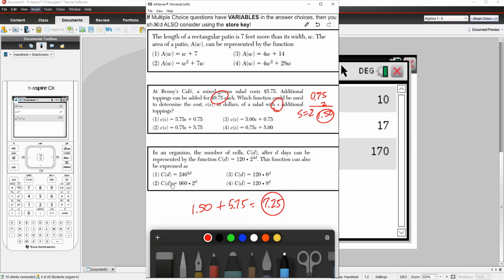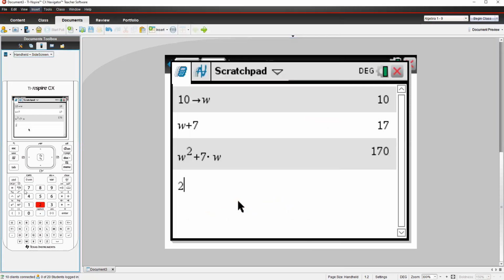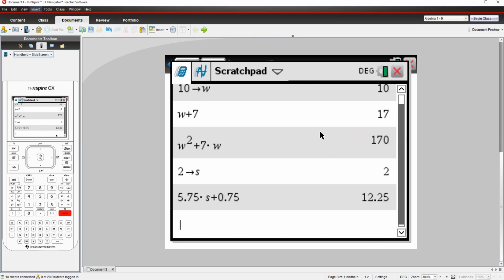Now, the reason we're doing that is that we're going to go to the calculator and store 2, because we had 2 toppings, into the S variable, the topping variable. Then we key in 5.75 S plus 75 cents plus 75 cents. Press enter. It says $12.25. That's too much. When we added 2 toppings, it should be $7.25. So let's go to the next one.